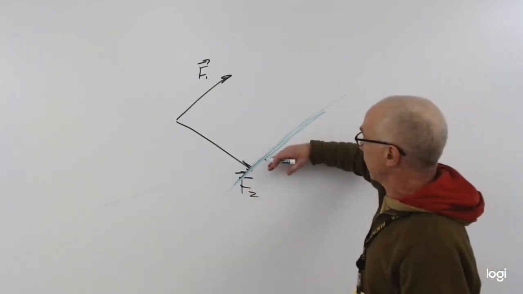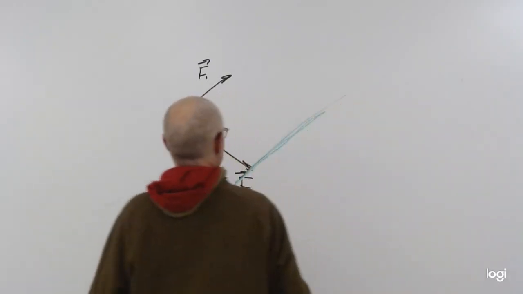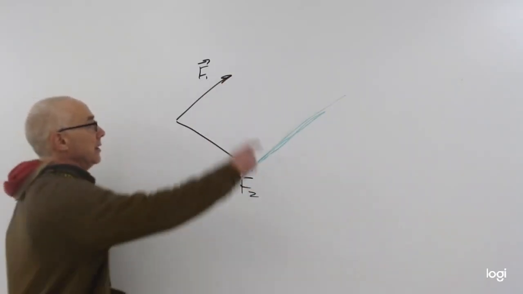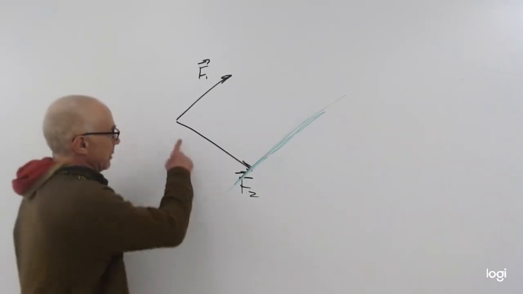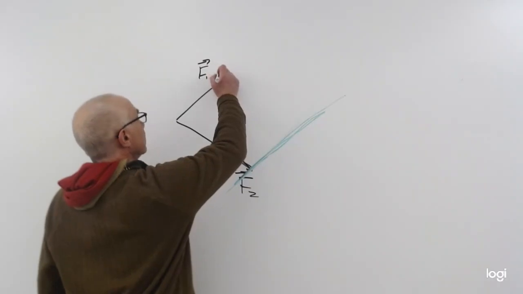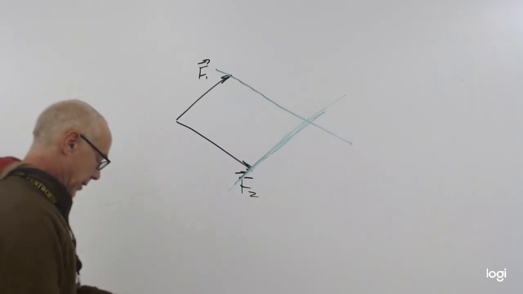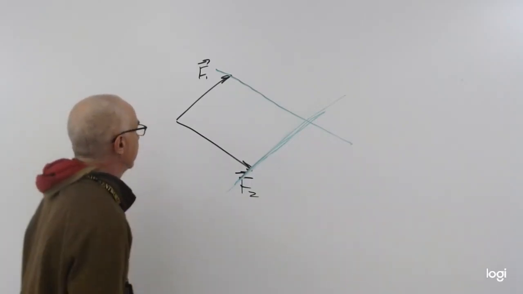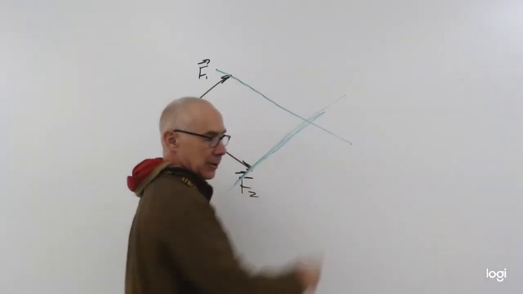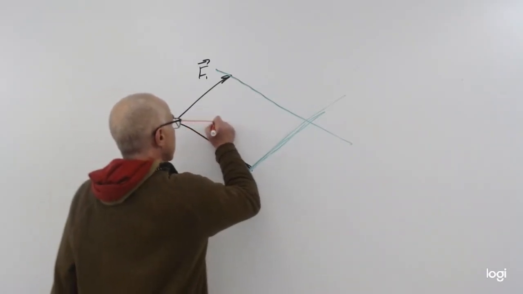Okay, so the point is that this line is parallel to our F1 vector. Then I'm going to draw another line starting at the head of F1, and it's going to be parallel to my F2 vector. So here we go. Let's see if I can get this one right. Oh, not bad. I like that one better. And our resultant vector is going to go from the tail of our two vectors to the other side of our parallelogram, like that.